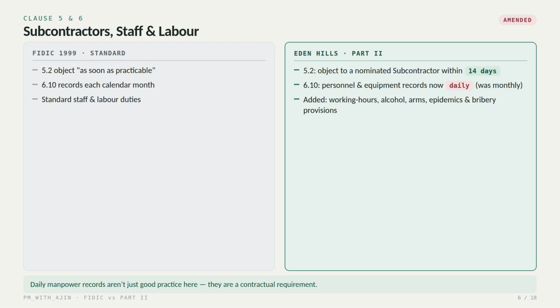Clauses 5 and 6 Subcontractors, staff and labour. The standard form lets the contractor object to a nominated subcontractor as soon as practicable, and records are kept each calendar month. In the Part 2 conditions, the objection must be made within 14 days of becoming aware of the nomination, and personnel and equipment records must now be kept daily, not monthly. Additional provisions are also added covering working hours, alcohol, arms, epidemics, and bribery. Those daily records are a contractual requirement here, not just good practice.